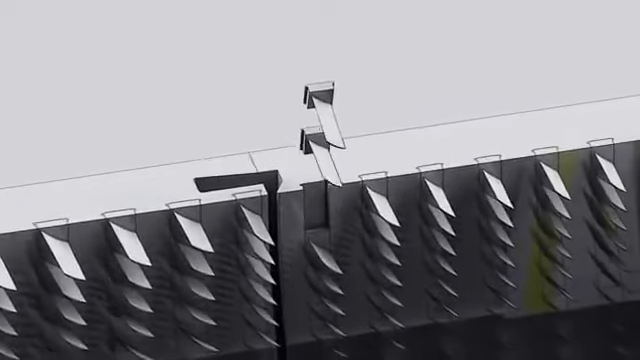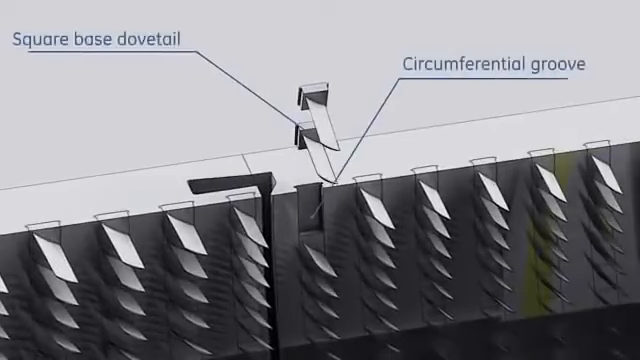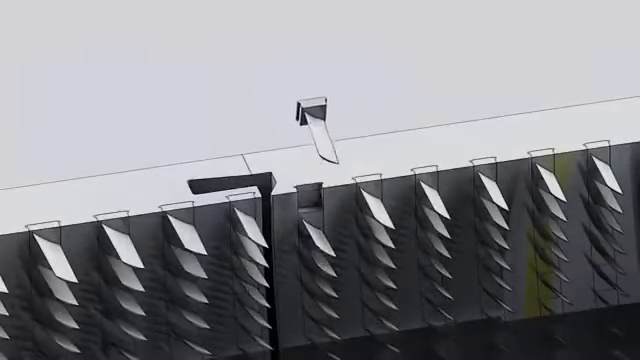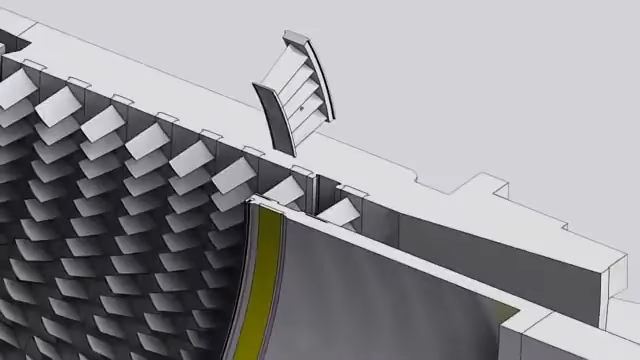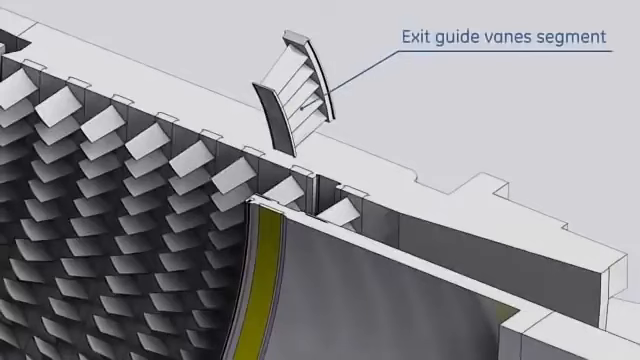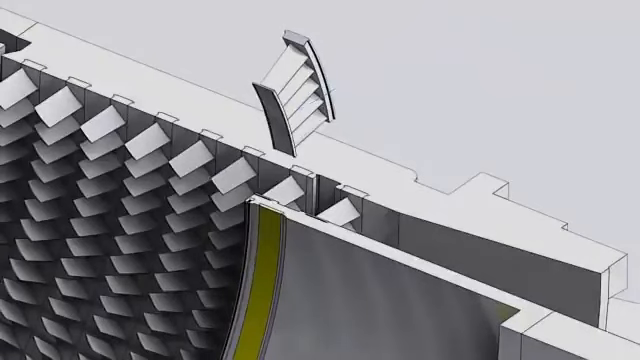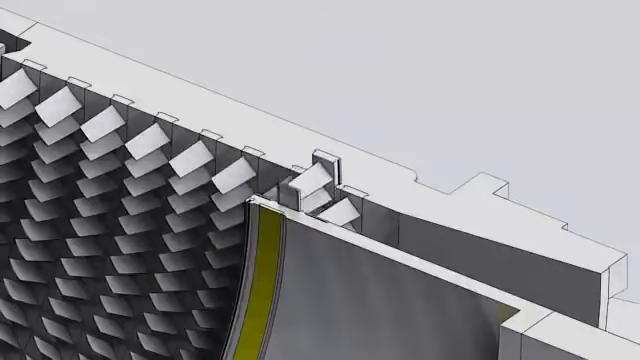The blades of the last 9 stages have a square base dovetail and are inserted directly into the circumferential grooves on the casing. 2 rows of exit guide vanes are located at the end of the compressor. These stationary vanes help in reducing the rotation of the airflow and increasing the pressure.